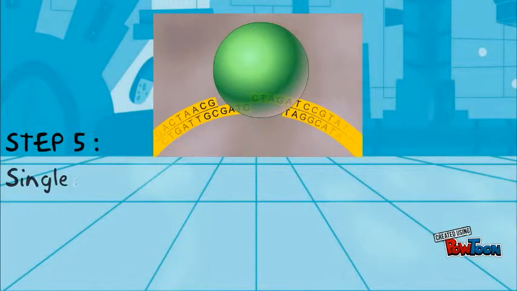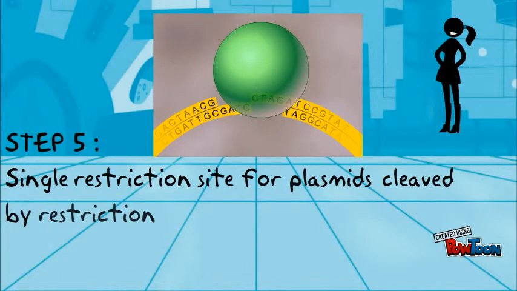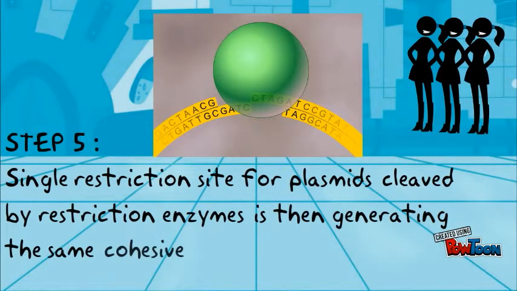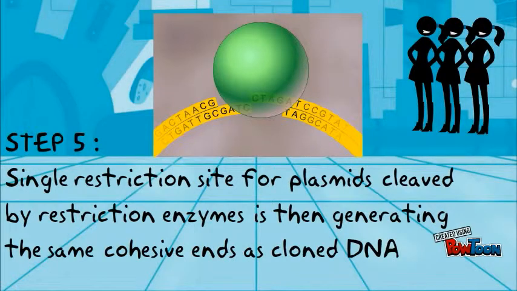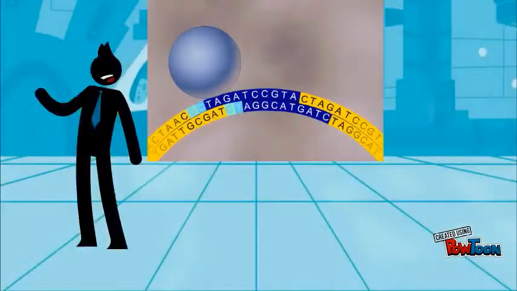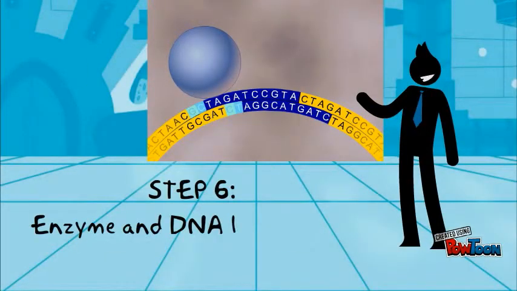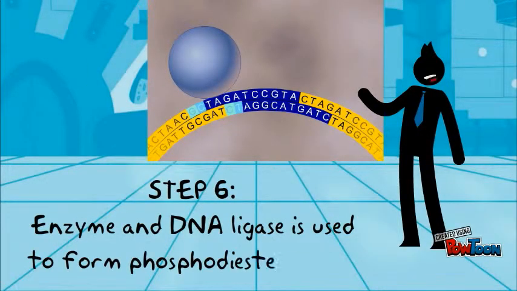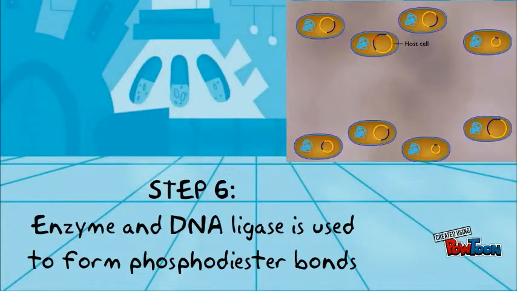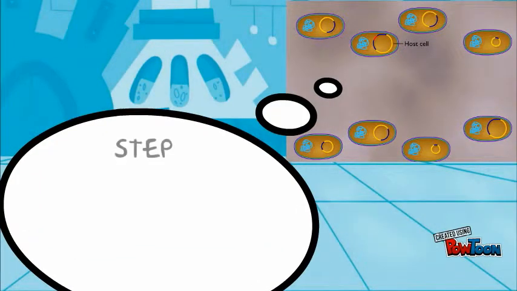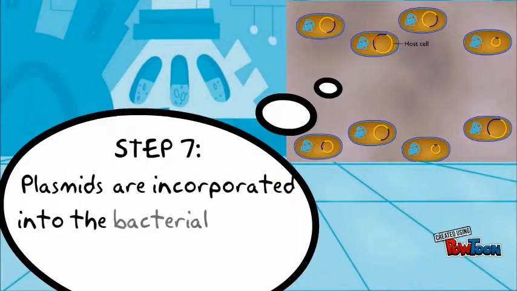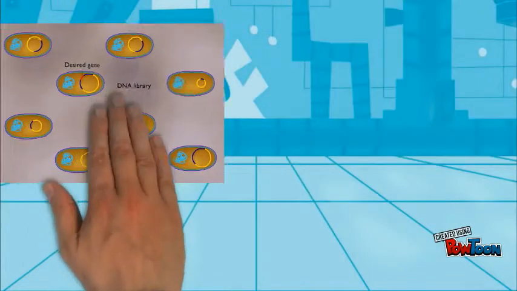So, for step 5, a single restriction site of the plasmid is cleaved by the restriction enzyme, generating the same cohesive end as the cloned DNA. For step 6, enzyme and DNA ligase are used to form phosphodiester bonds. For step 7, the plasmid is incorporated into the bacterial host by the transformation process.